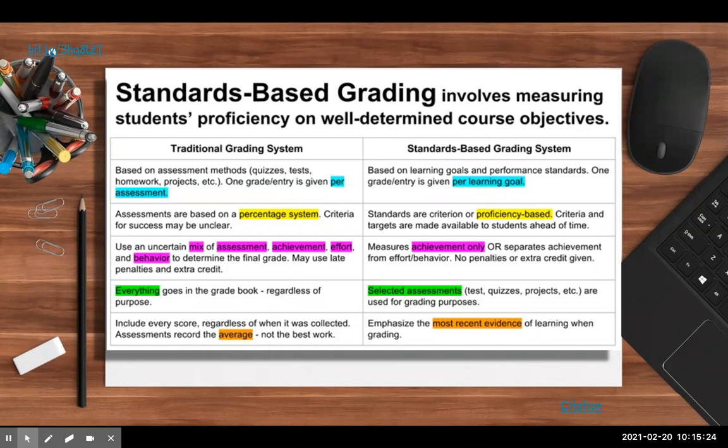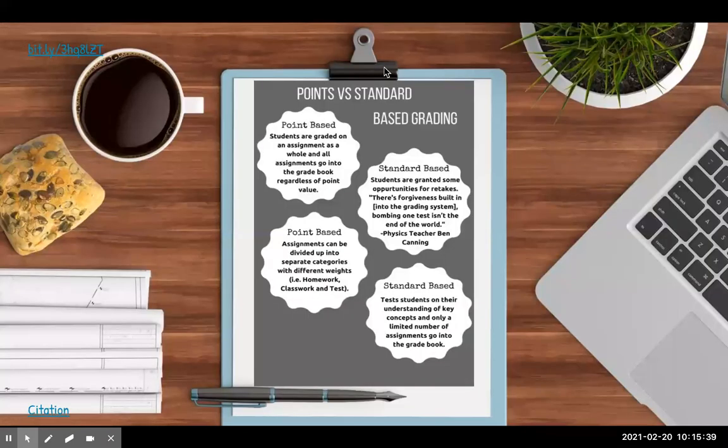And then of course, with traditional, you're always looking at the average. A lot of our grade book systems, especially now the computer grade book systems, will average the grade. You don't want that. You want the most recent evidence. So again, a lot of those grades can change. You have points versus standards-based grading. With traditional, we tend to give points. That's a 9 out of 10, that's an 8 out of 10, things like that. With standards-based, again, you're looking for achievement.